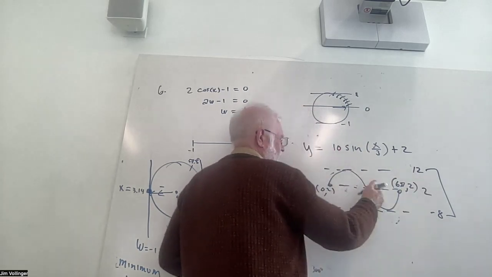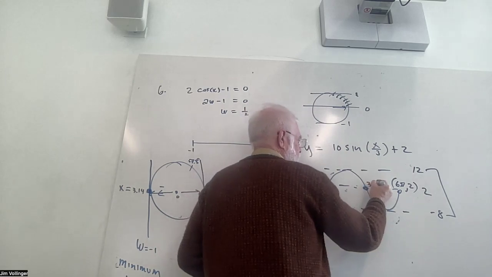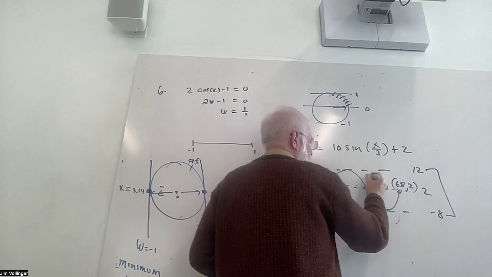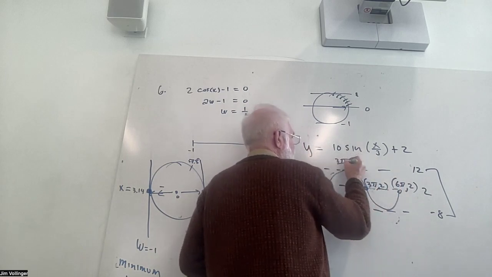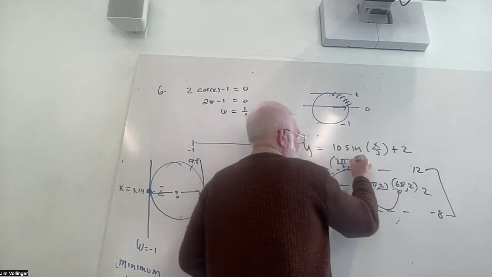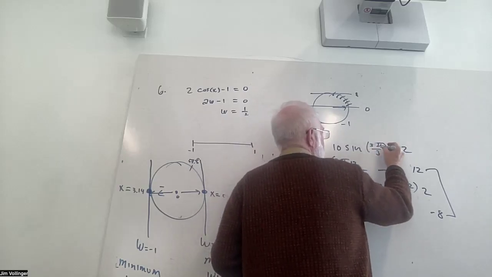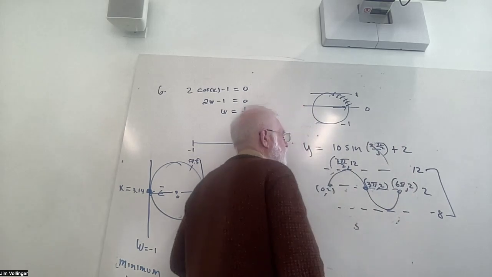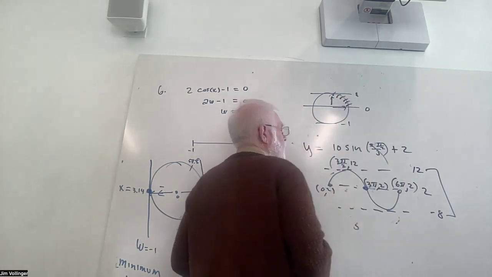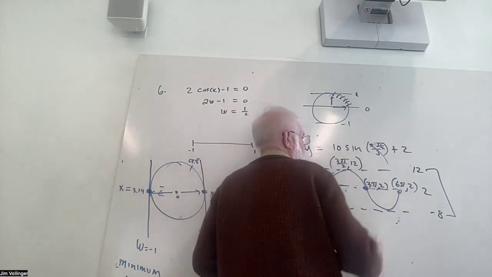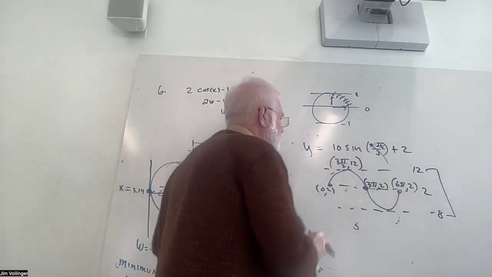And everything else is symmetric. So 3 pi gets you 2, which means 3 pi over 2 should get us 12. Let's put 3 pi over 2 there. Well, what happens to the 3's? They cancel. Pi over 2, straight up. Maximum of 1. 1 times 10, 10 plus 2, 12. Hopefully you're beginning to see that.